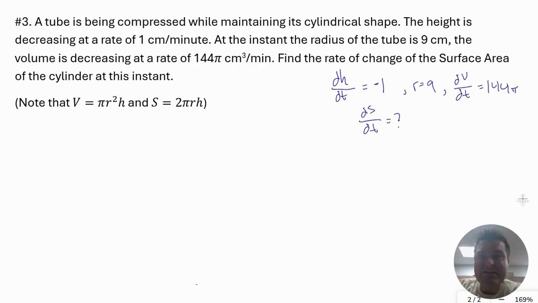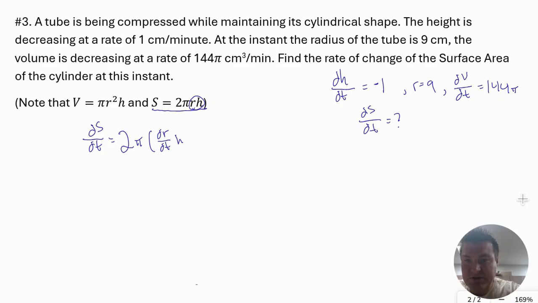So since I want ds over dt, I'm going to take the derivative of this S equals equation right over here. So that's going to be ds over dt equals, and we're going to have product rule here. This is important. If you cannot find out the product rule, you're going to have a bad time. So the derivative of r is going to be dr/dt times h plus r dh/dt.